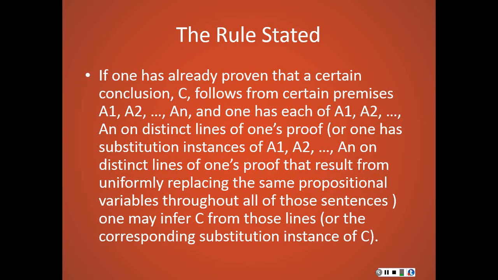If one has already proven that a certain conclusion C follows from certain premises A1, A2 through AN, and one has each of A1, A2 through AN on distinct lines of one's proof, or one has substitution instances of A1, A2 through AN on distinct lines of one's proof that result from uniformly replacing the same propositional variables throughout all of those sentences, one may infer C from those lines or the corresponding substitution instance of C. Again, that's a mouthful. Instead of trying to parse that, let's just look at how the rule is applied.